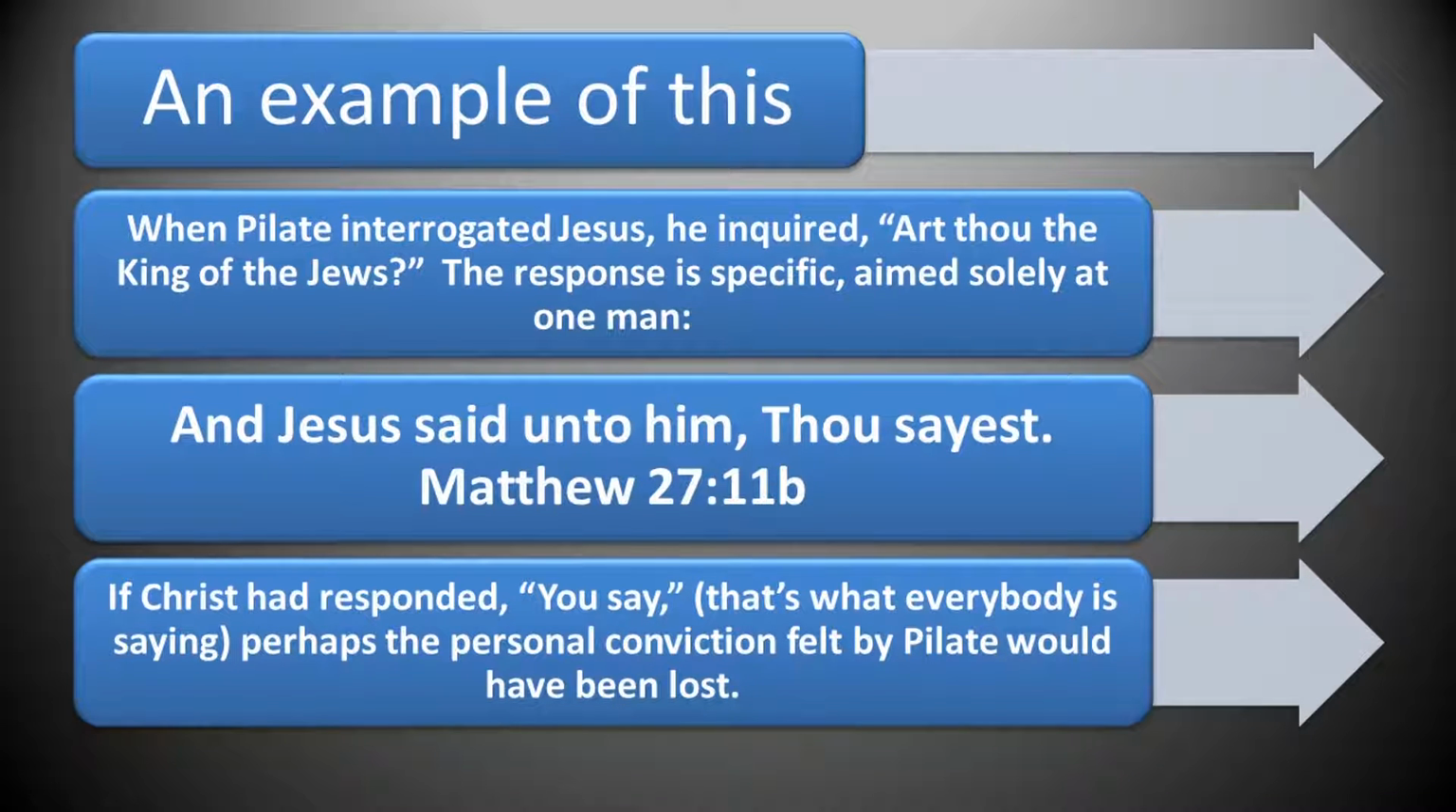An example of this, when Pilate interrogates Jesus, he inquired, "Art thou the King of the Jews?" The response is definite. It's aimed solely at one man. Matthew 27 verse 11. And Jesus answered unto him, Thou sayest. If Christ had responded, You say, that's what everybody is saying, that's not the point he's trying to make. Pilate had the state's authority, the emperor's authority, to release somebody. And Jesus asks him.